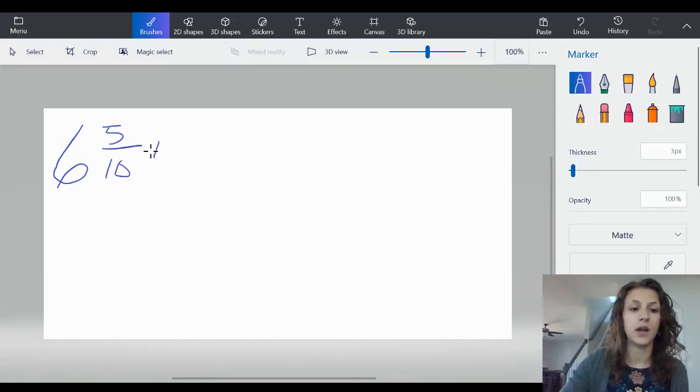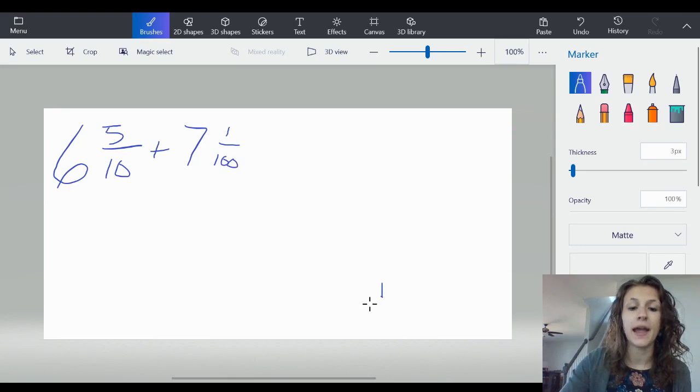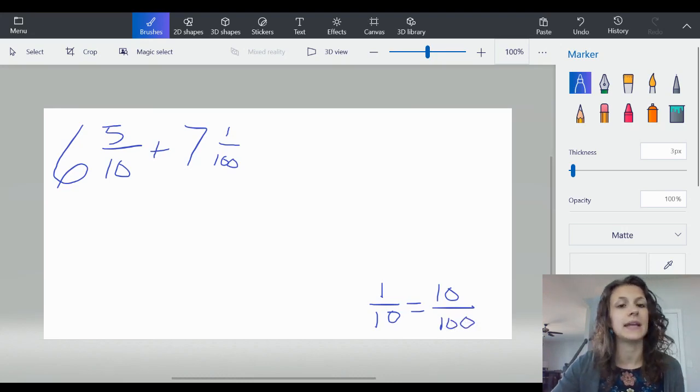and 1/100. Okay, right off the bat, I notice that I don't have the same fractional unit, so I know that I won't be able to add right away because I need to have a similar unit. I also know that 1/10 is the same as 10/100, and I know this because I can multiply by 10/10 to get that 10/100. 10/10 is a version of 1, and my identity property tells me that when I multiply by a version of 1, my value does not change.